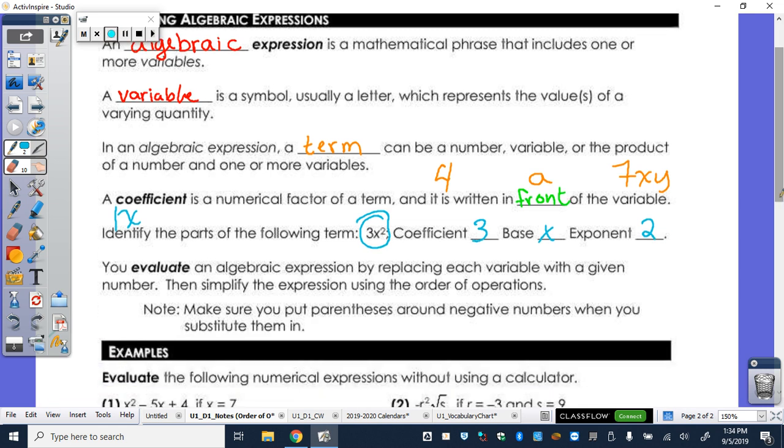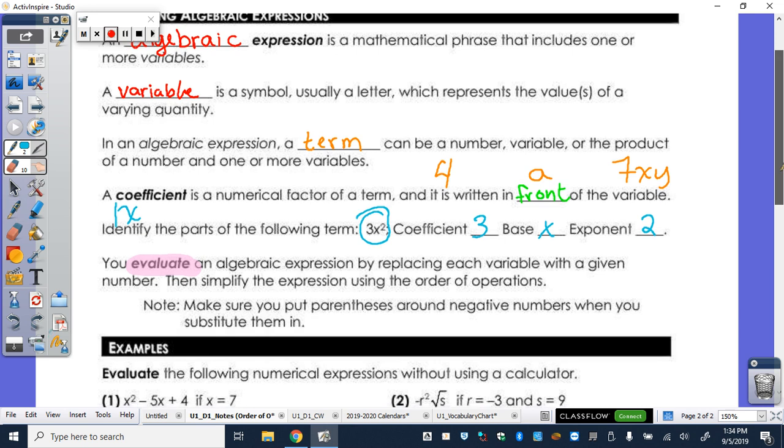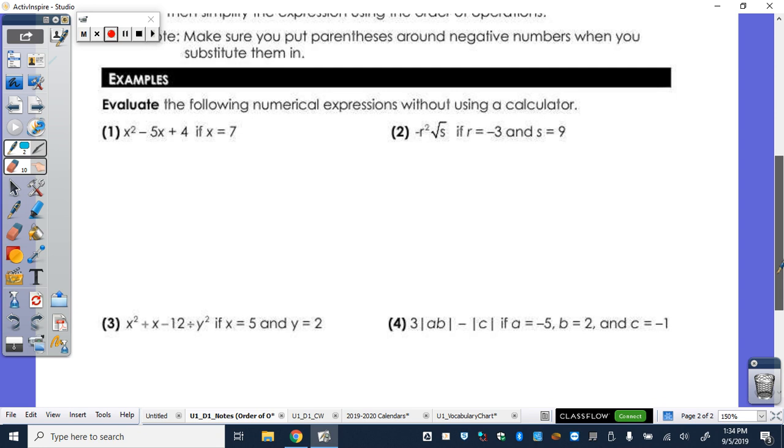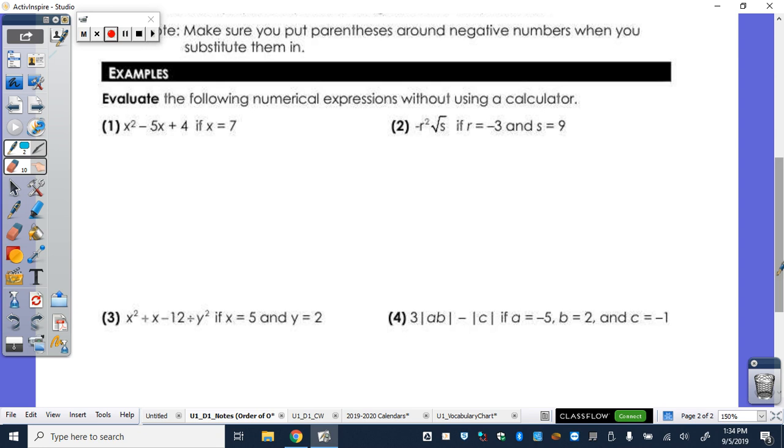So now, evaluating, as I said before, is something that people get confused a lot of times with simplify. To evaluate an expression means that you take a number and you plug it into a letter. That's the actual process of evaluating, and then you simplify it down to a single term. So you actually have to do the two of them together. So here's my example. You're given an expression, and then you're given a number to plug in for the letter, and then we got to simplify it.